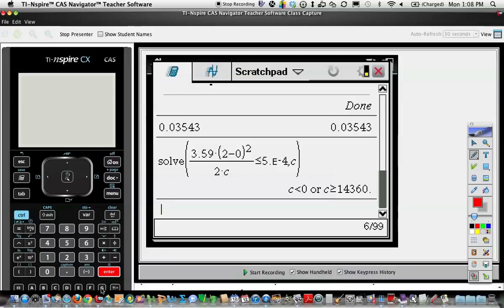Now, the thing you've got to remember is, if you just use equal to, what if it would have come out 14,360.1? Well, this is greater than or equal to 14,360.1. Can you have 0.1 subdivisions? Can you have half a subdivision, part of a subdivision? No, you have to have a whole number of rectangles. So what would your answer be?